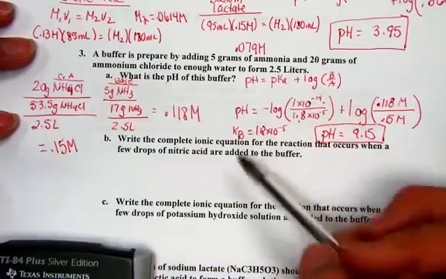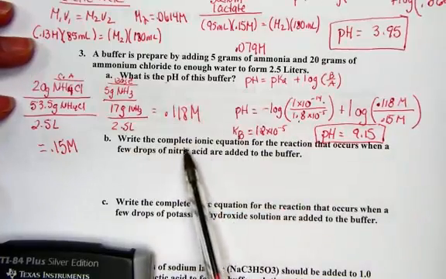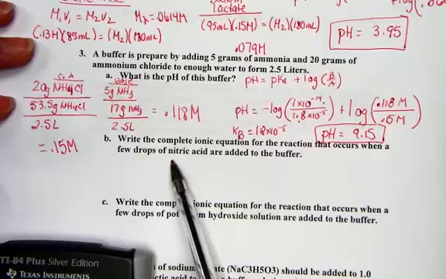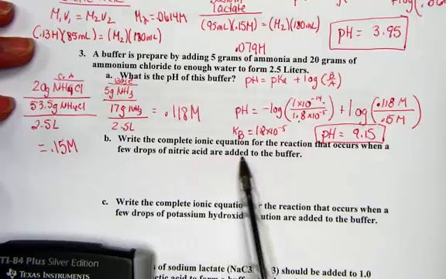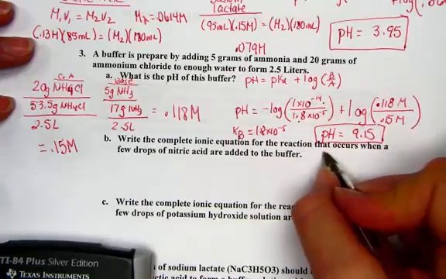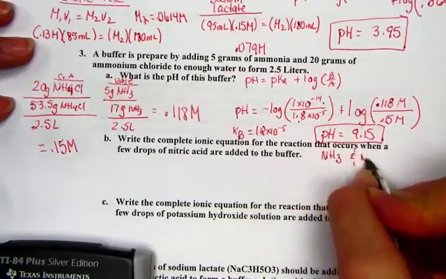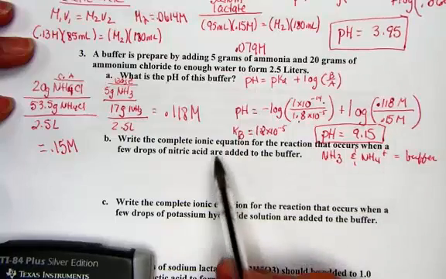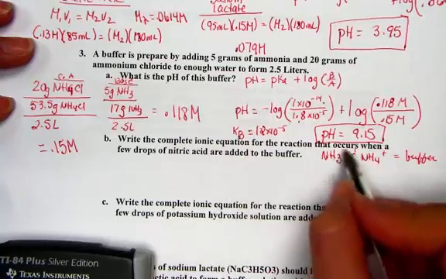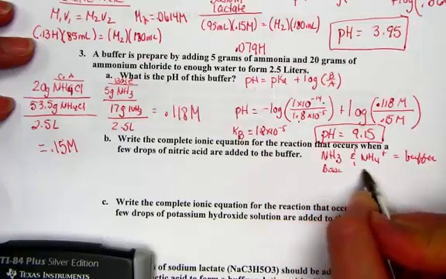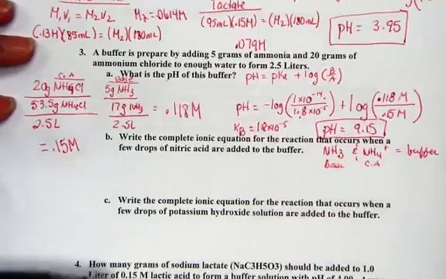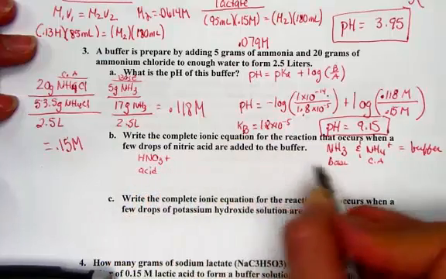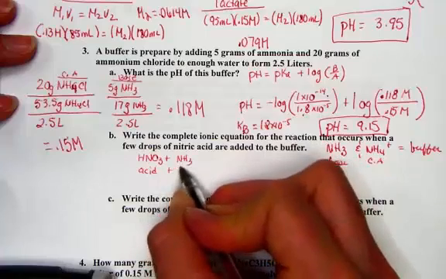It is a buffered solution, so letter B is asking us to consider a net ionic equation, or a complete ionic equation, for the reaction that occurs when a few drops of strong acid, such as nitric acid, are added to the buffer. Remember the conjugate pair of ammonia and the ammonium ion. This is our buffered pair of conjugates. If I add a strong acid to a buffered solution, an acid will react with the base. Nitric acid is HNO3. It must react with the base from the conjugate pair, ammonia.